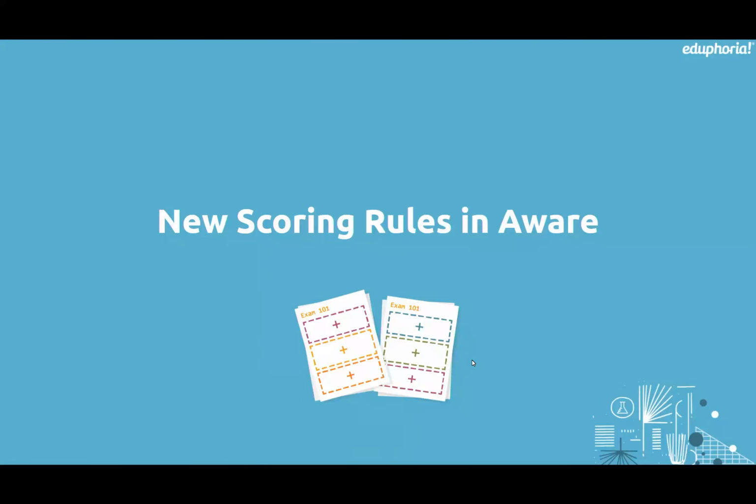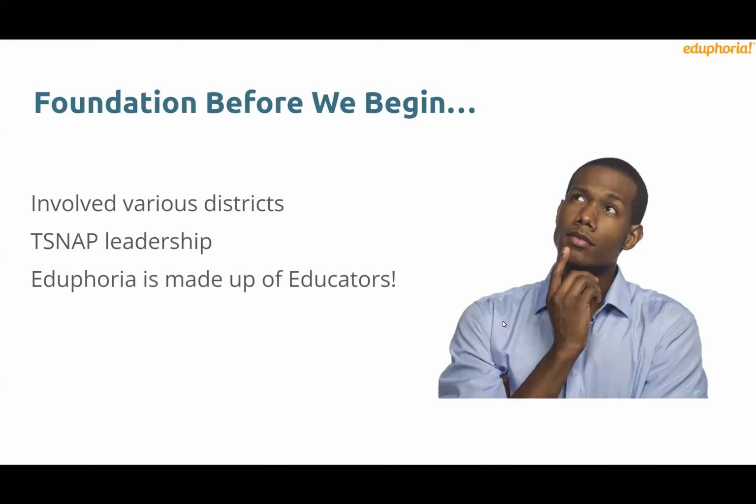We're going to just start diving into the content as we have a bunch to cover today. And so we're going to start out with the new scoring rules in Aware. We are just beyond thrilled that we do have some new scoring potential for you in Aware. And we want to start talking about where some of that came from. We always like to tell you that it wasn't just a small group at Educator that came up with these scoring rules. We always involve other districts and other people as needed. And so for these scoring rules, we did reach out to the TSAP Leadership Committee and ask them their feedback. And so we're very thankful for that.